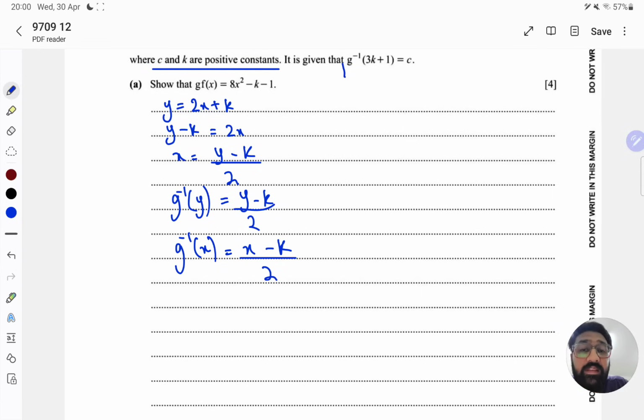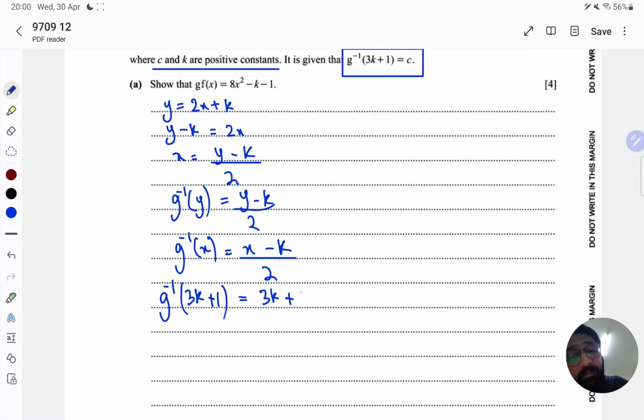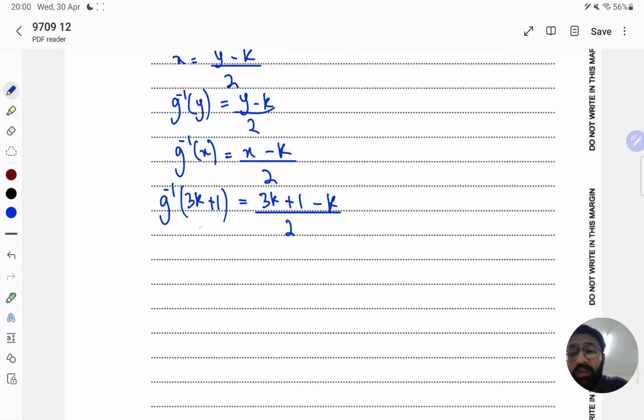And he has told us in the question that if we input the value in the inverse function as 3k plus 1, it will give us c. So let's put 3k plus 1 in place of x. So 3k plus 1 minus k divided by 2, and since it is equal to c, so c will be equal to 2k plus 1 divided by 2. Let's read the question further.